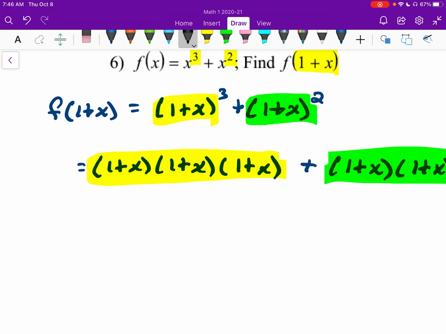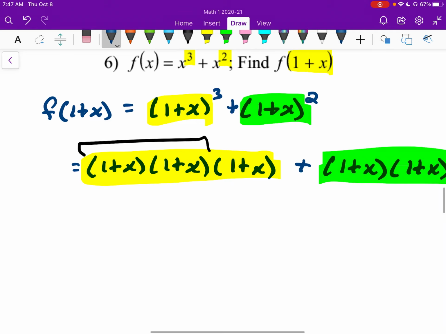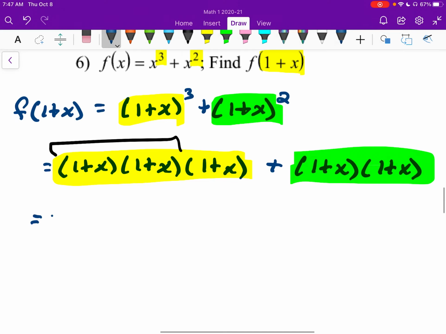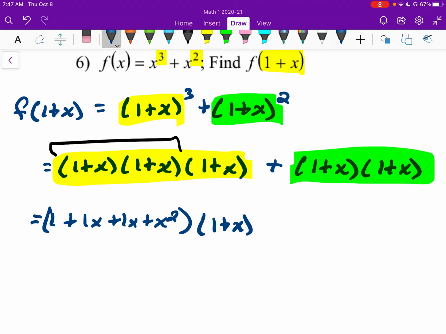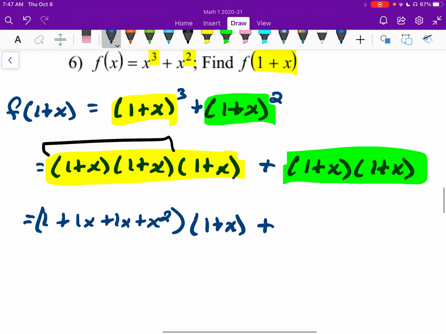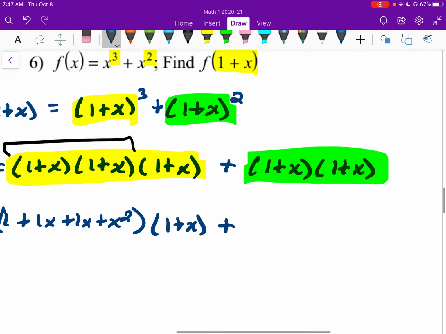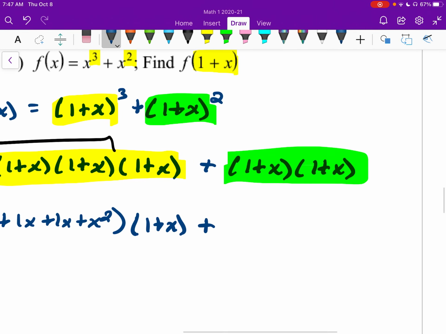Now, whenever we go to do these, let's just deal with these first two to start off with. We're going to distribute those just like how we normally would, or FOIL them, however you want to call it. So I'm going to have 1 plus 1x plus 1x plus x squared, and I'm going to put that all in parentheses, and I'm going to have another 1 plus x there at the end. Then here's my plus sign, and I'm going to do the same thing to the green terms. So I have 1 plus 1x plus 1x plus x squared.